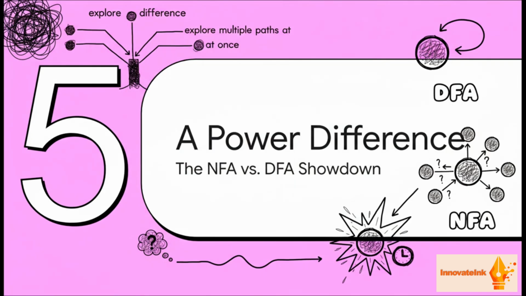Now, that ability to explore multiple paths at once sounds like it should make the NFA way more powerful, right? And you'd be correct, just not in the way you might think. See, it turns out that anything an NFA can recognize, a DFA can recognize too. The real jaw-dropping difference between them isn't what they can do, but how efficiently they can do it.